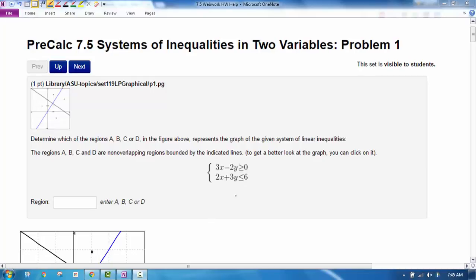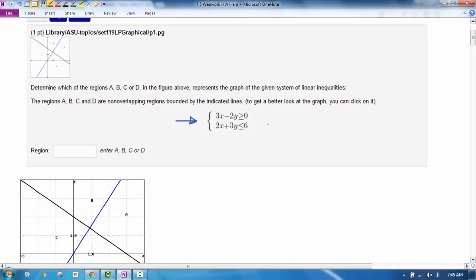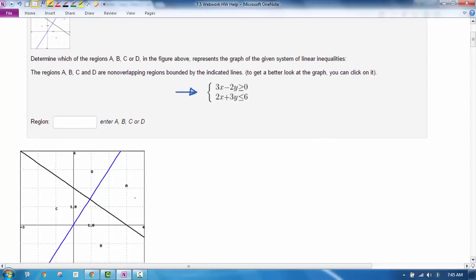Okay, this is 7.5 homework help. The first problem wants us to look at this system of inequalities right here and match it with the region of the graph that they give us, and I made it bigger right here. So it's either A, B, C, or D. It's one of these regions that is the solution to this system of inequalities.